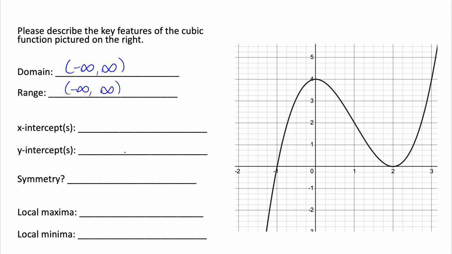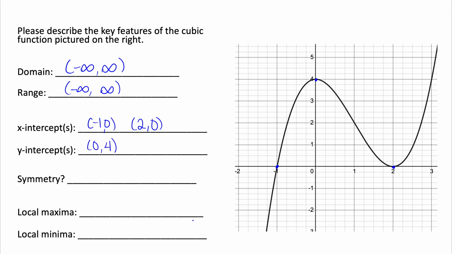The x-intercepts are going to be anywhere the graph crosses or touches the x-axis. So I have one x-intercept here and another one here. So I have (-1, 0) and I have (2, 0). The y-intercept will be where the graph crosses the y-axis. So we have (0, 4).